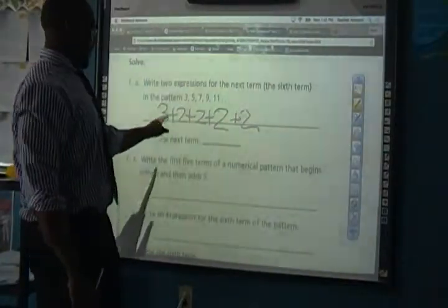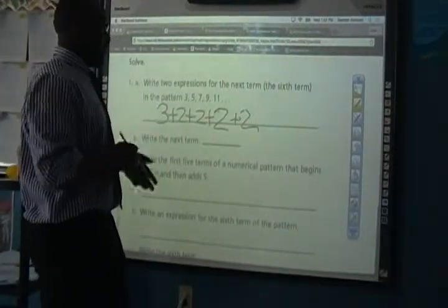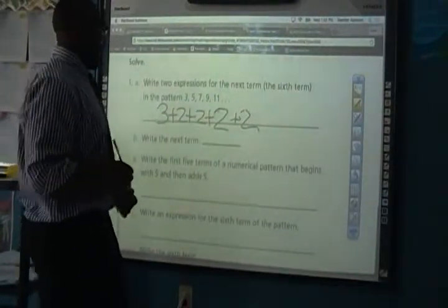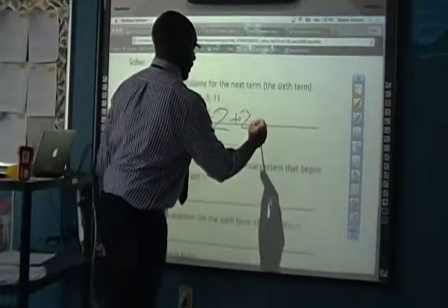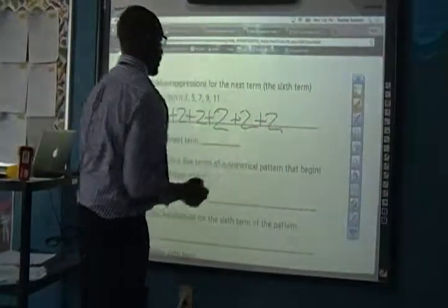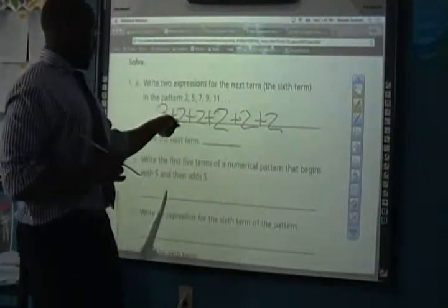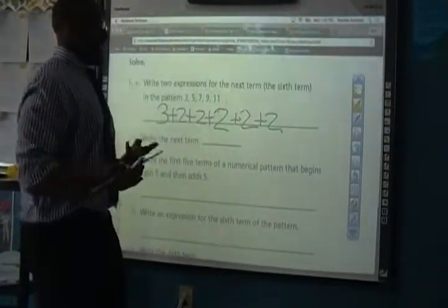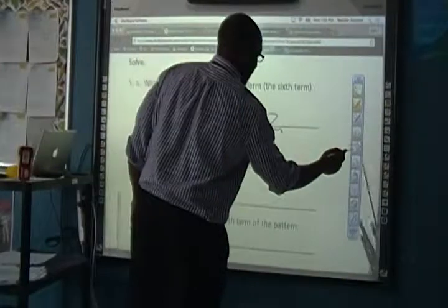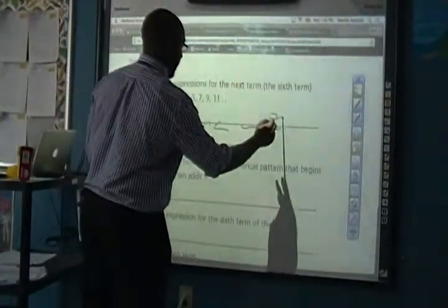So once again, we have 3, 5, 7, 9, 11. Now the last thing we want to do is figure out what that sixth term would be. Well, the sixth term, we're going to add 2 more. So plus 2. So right here is our expression: 3 plus 2 plus 2 plus 2 plus 2 plus 2. But there's an easier way of saying this. So that's one way to write it. Now they want to know what the second way would be.